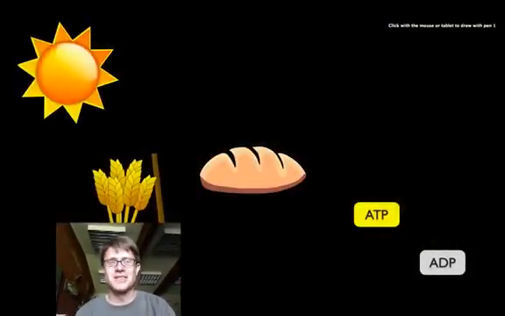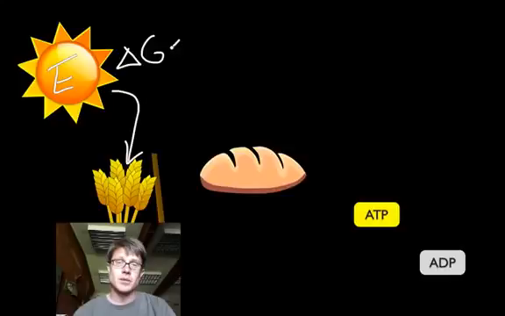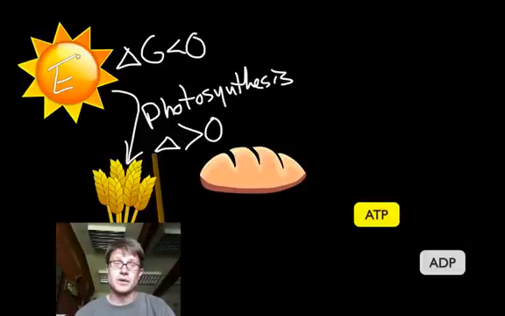So what is the secret of life, and how does all of this work? Well, energy comes from the sun. We have a certain amount of energy up here, and we store that energy through photosynthesis in sugars. The release of energy by the sun has a delta G less than 0. It's an exergonic, or energy releasing, reaction. But photosynthesis is going to have a delta G value that is greater than 0. In other words, it requires energy, and it pairs that to the energy coming from the sun.